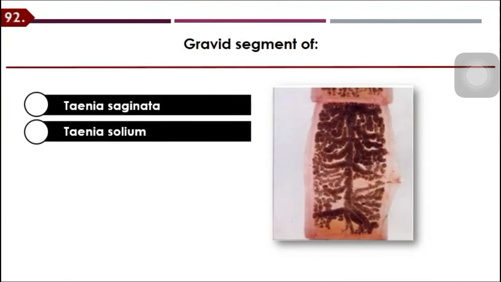Next, given the following plate, identify, this is the gravid segment of what? Visualization of India ink into the lateral genital pore: 15 to 30 branches is Taenia saginata. 7 to 13 branches is for Taenia solium. Which is this, Taenia saginata or Taenia solium? Okay, the correct answer is letter B. That is Taenia solium. Again, gravid segment of Taenia solium.